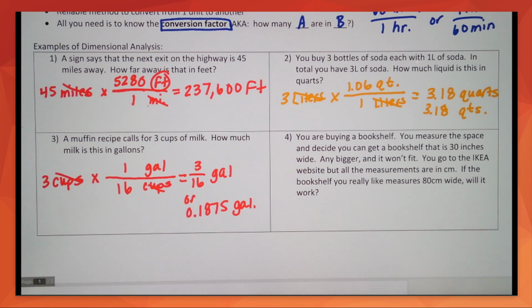Okay, all right. So let's work on our last question here. You're buying a bookshelf.